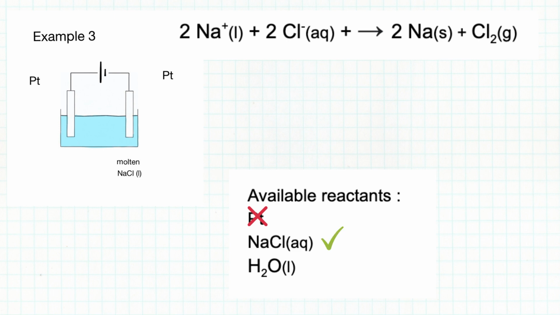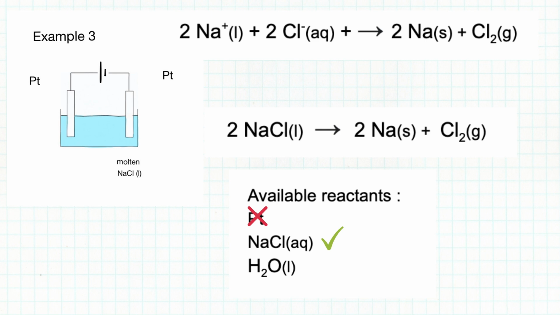Only 2 ions are available. Na+ and Cl-. H+ and OH- are not available. No spectator ions are used in this electrolysis reaction. The ions Na+ and Cl- are to be replaced by NaCl liquid. The chemical equation is 2NaCl liquid yields 2Na solid + Cl2 gas.